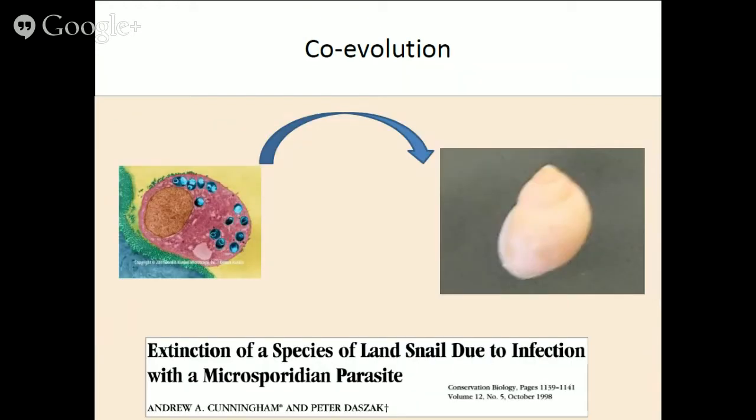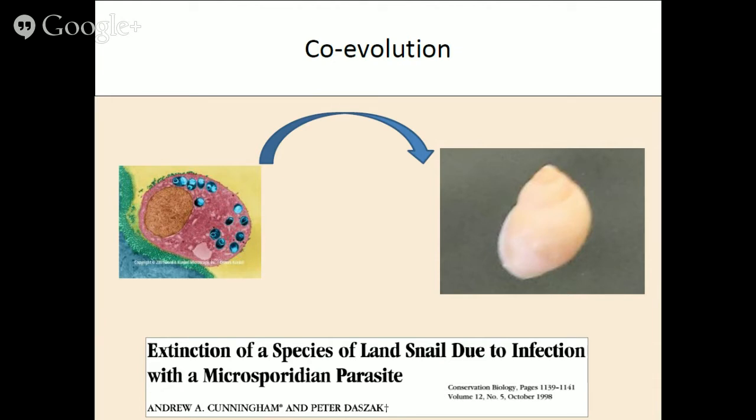But let's talk about coevolution with a weird example. Usually, the parasite is not going to try to kill the host, and there is only one piece of evidence in which a specific parasite of one species killed the entire population of the host.